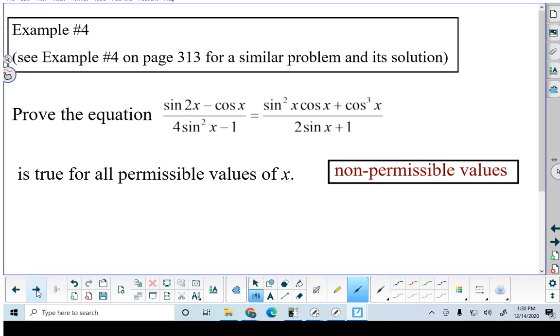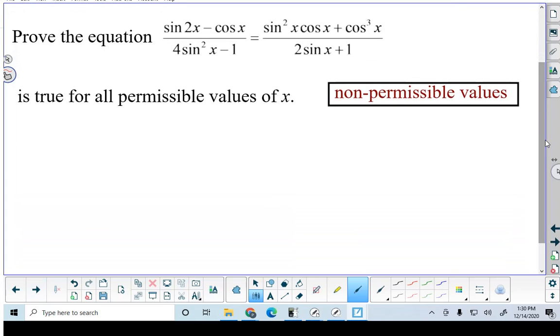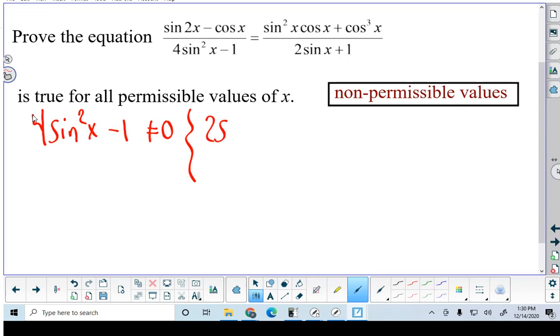We simply have to say that 4 sine squared of x minus 1 is not equal to 0, and 2 sine x plus 1 is not equal to 0. And we have to solve both of these, and you've already been taught how to solve these. If I rearrange the equation on the right, I get sine of x is not equal to negative 1 over 2.